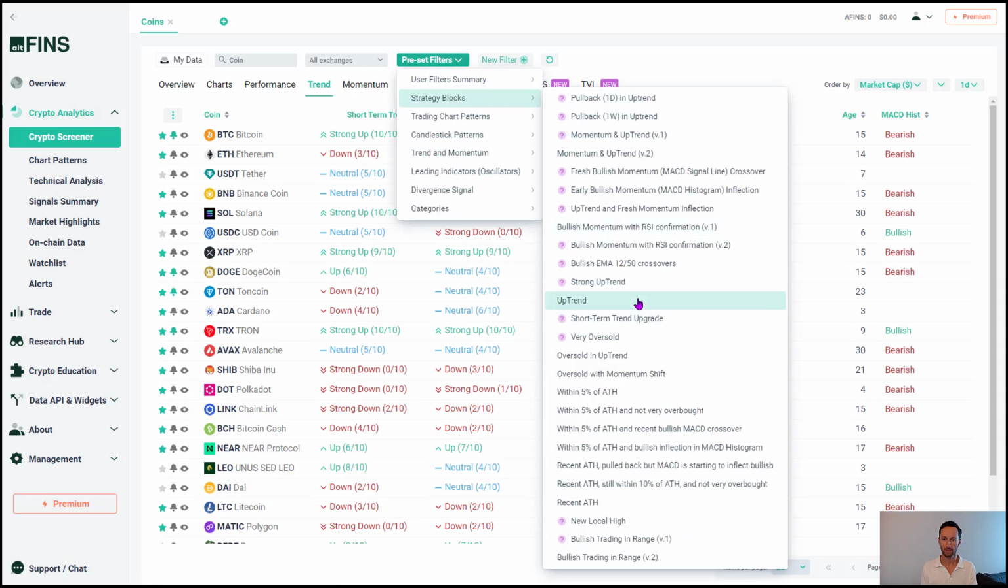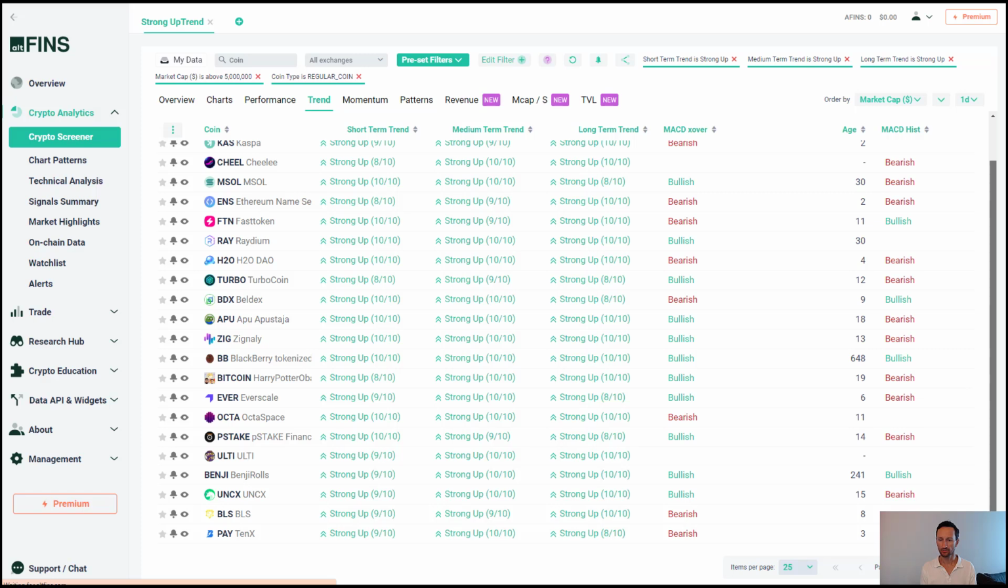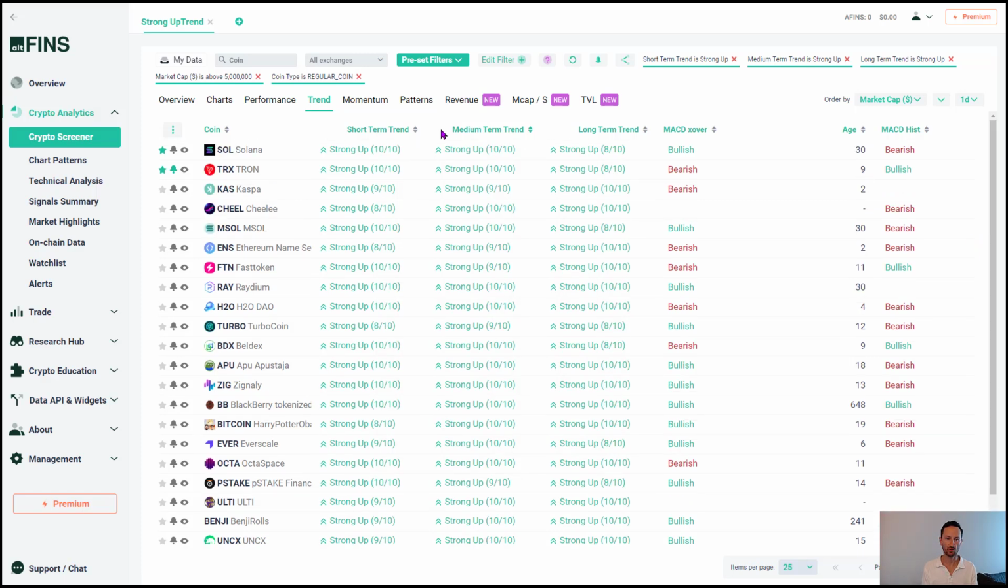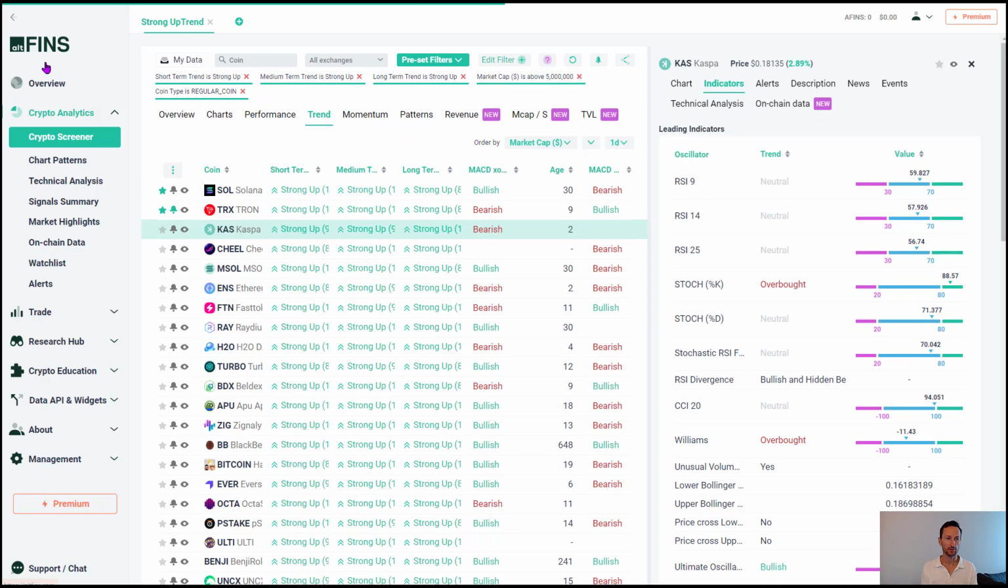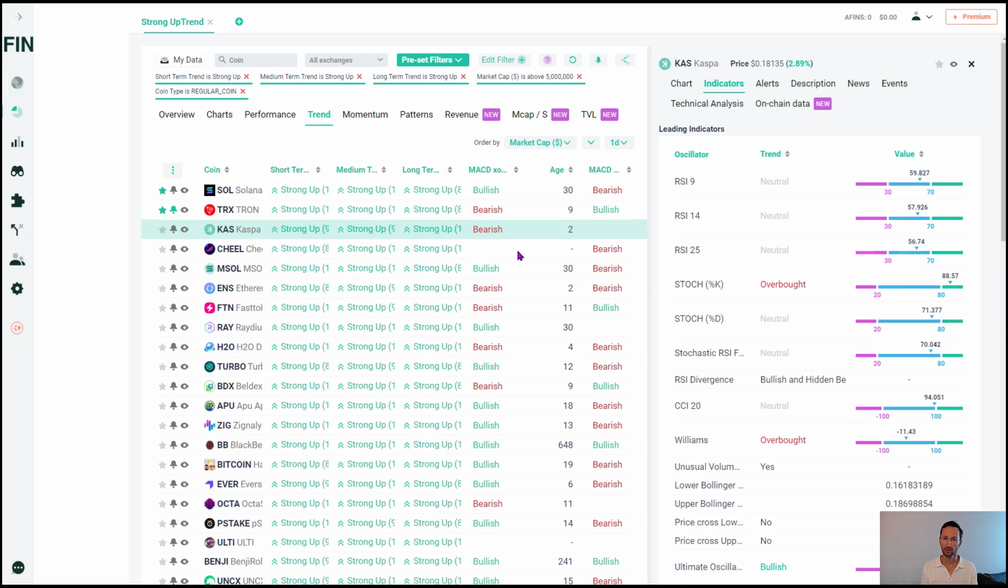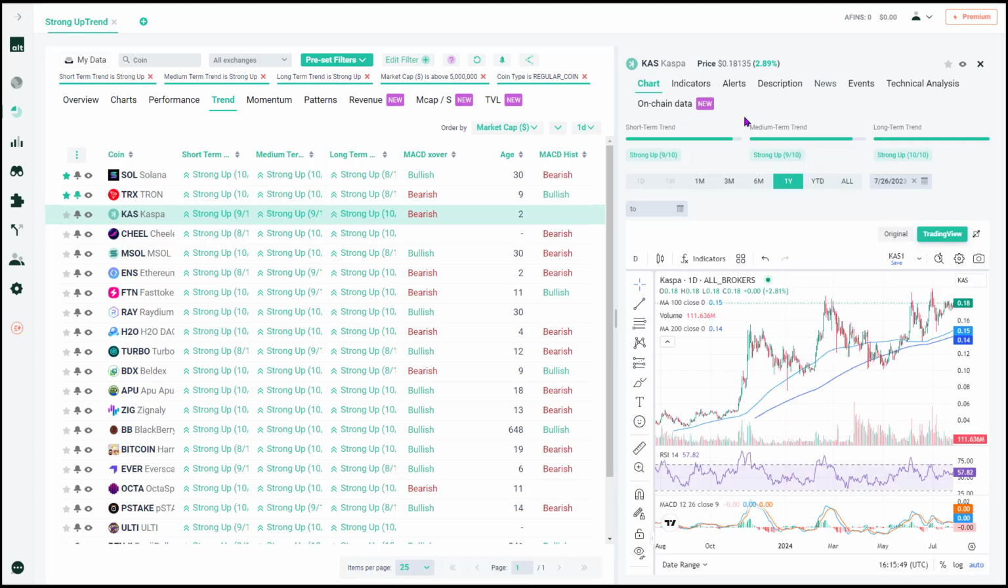If we go to the preset filter strong uptrend, right? Wow, there's only maybe 20 assets that are in a strong uptrend. Solana is actually one of them, Tron, KASPA. So one of the few assets that's in a strong uptrend, which is great. We want to be trading with the trend, and if it's a strong uptrend, even better. Again, the trend ratings are here. You can also look at the technical analysis from here.